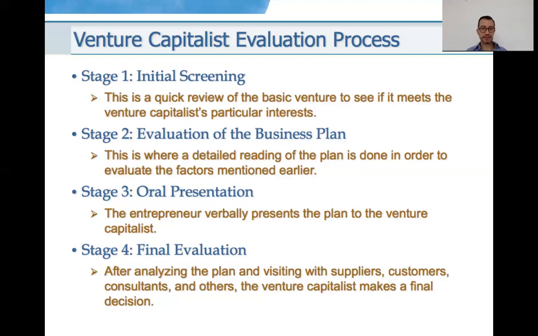If they're interested, they will move to the last stage, which is the final evaluation. At this stage, they will do the due diligence. They will talk to your suppliers, to your customers. They will start to draft a contract for you, also called a term sheet. And then if all this goes well, they will invest in your company. These stages usually take a lot of time.